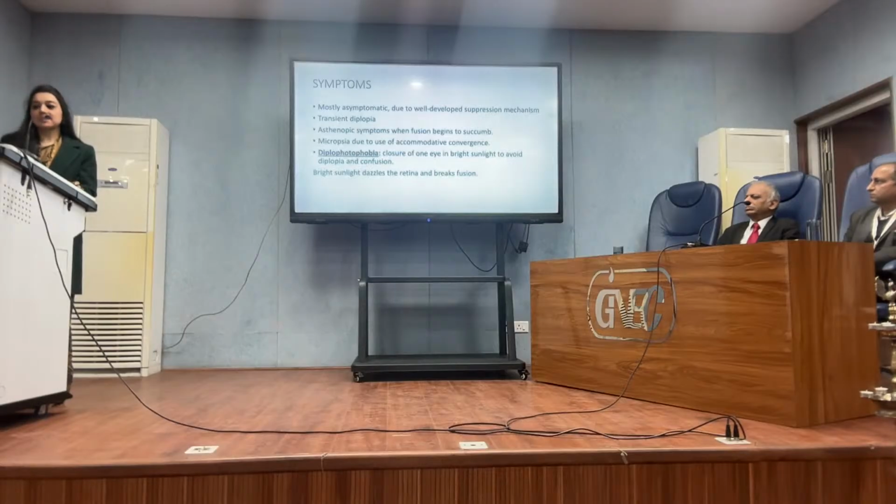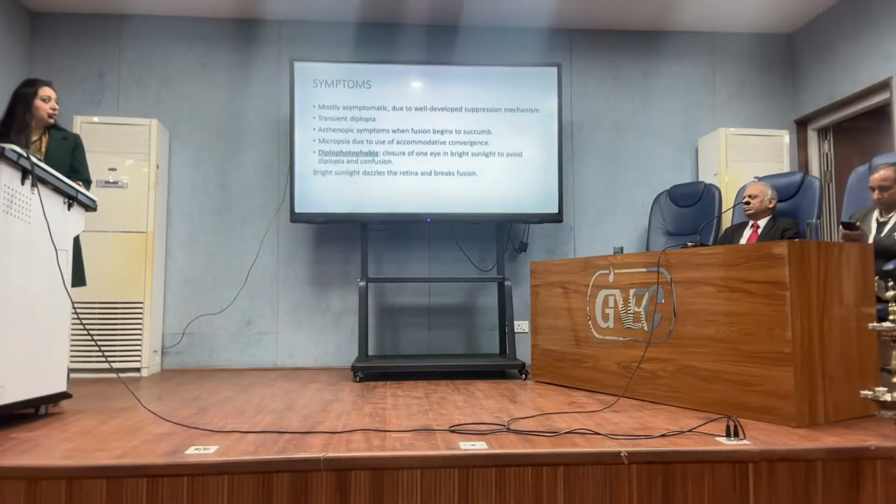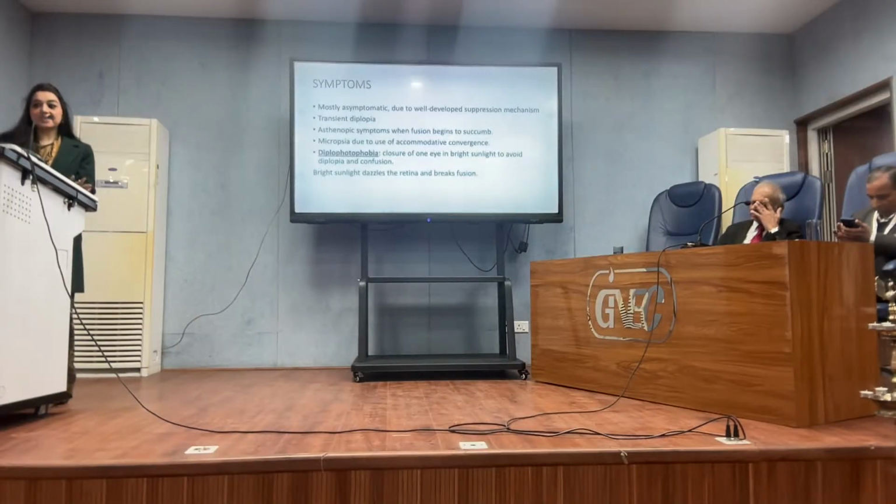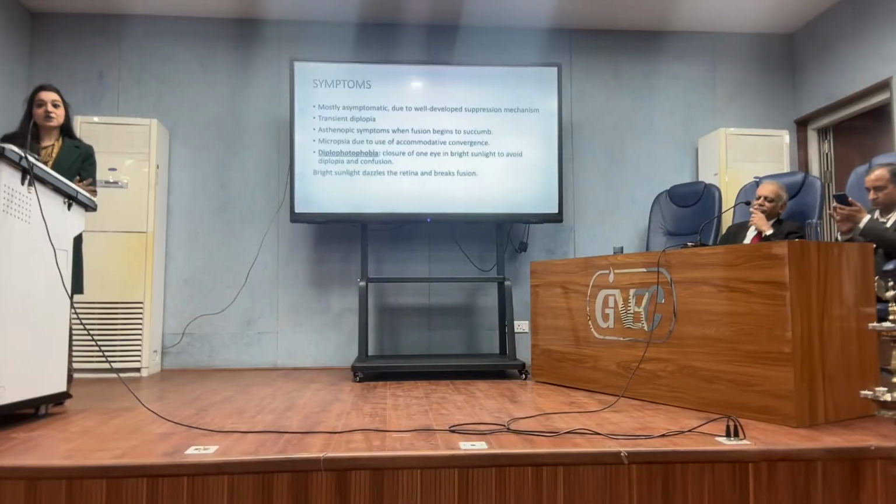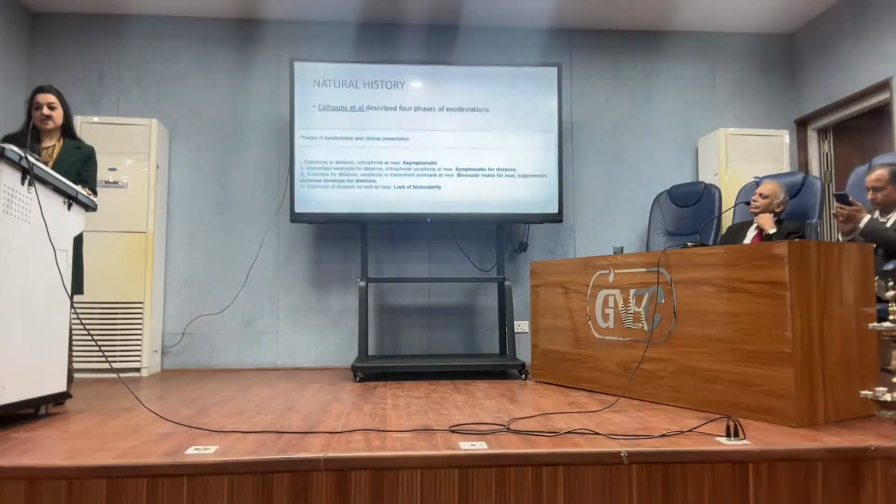They can have transient diplopia. Asthenopic symptoms usually develop when the fusion begins to succumb. The most common and the most important feature of exodeviation is diplophotophobia. So basically, when the patient goes out in bright sunlight, it dazzles the retina and breaks fusion, which leads to sudden diplopia and confusion, for which the patient has to close one eye. This is known as diplophotophobia, which is very characteristic of exodeviations.